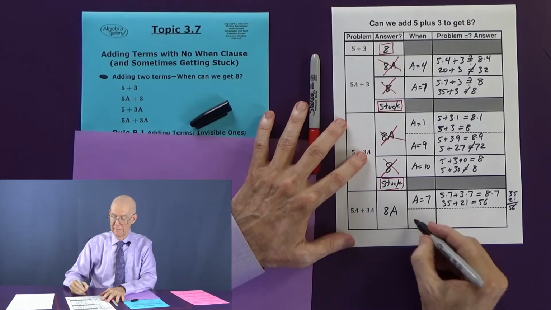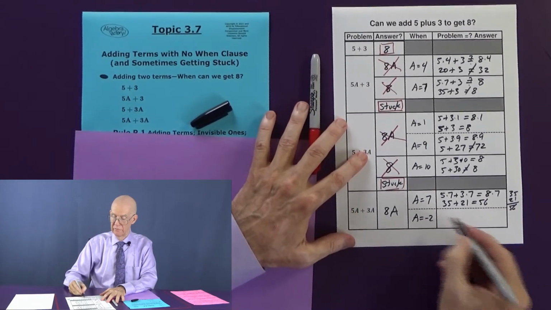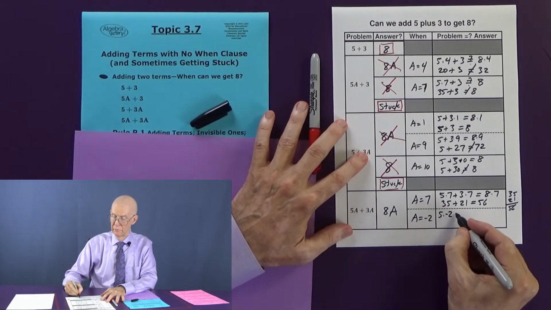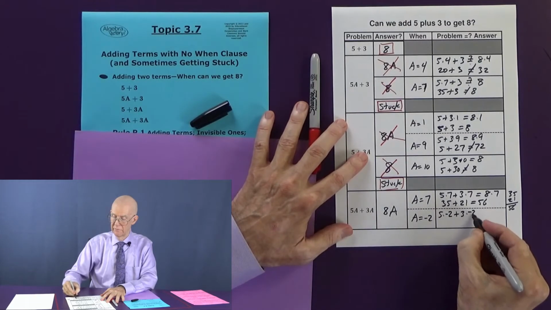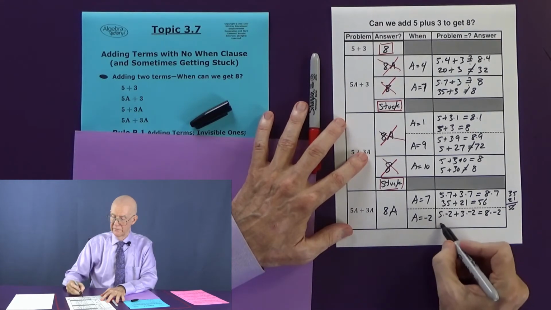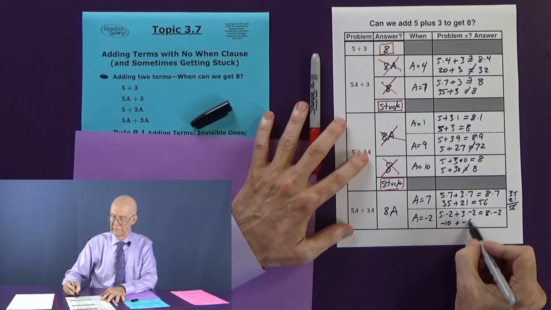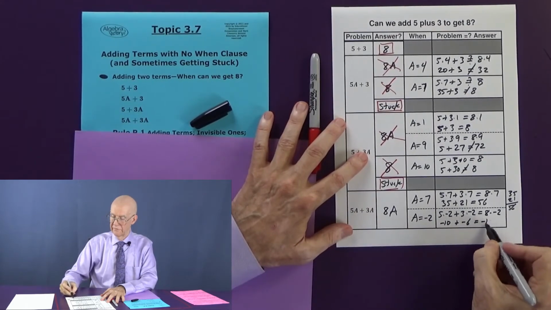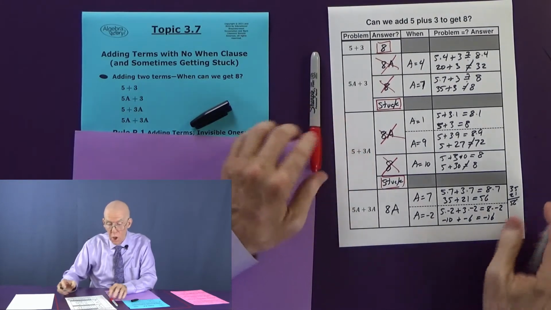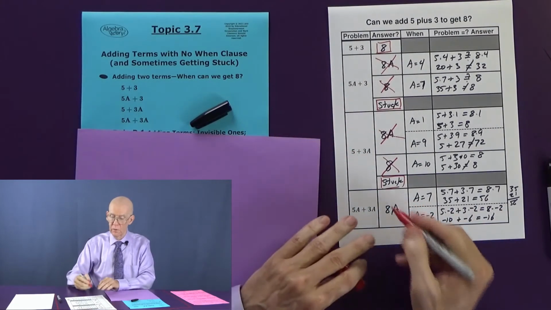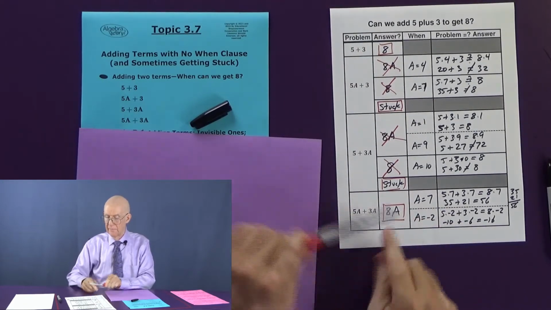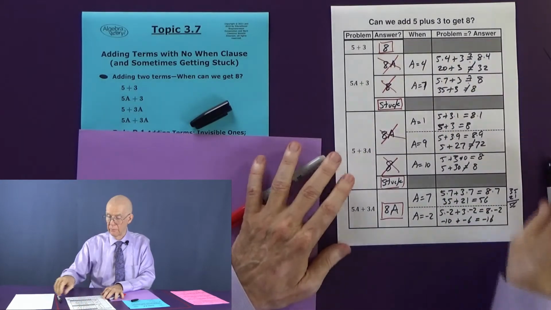Let's try something else. How about a equals negative 2? Well, now I'm going to have 5 times negative 2 plus 3 times negative 2 equals 8 times negative 2. Well, this is negative 10 plus this is negative 6 equals, this is negative 16. Negative 10 plus negative 6 does equal negative 16. It works. In fact, it will work for every value of a. No matter what value of a you plug in, it will work. The problem will equal the answer.